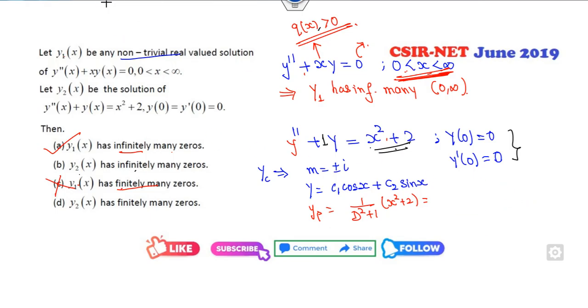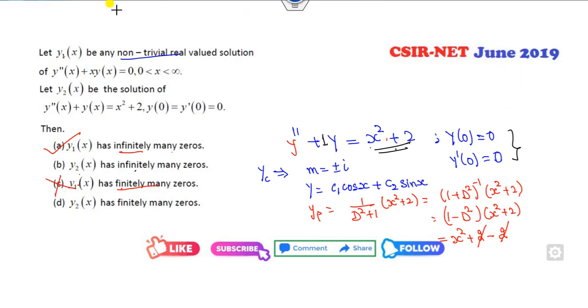So you can directly use this. I can open this one: 1 plus d square to the power of minus 1 of x square plus 2. I can use this binomial expansion because it's a quadratic, so there is enough of that. Fine. So what is that? It's x square plus 2 minus the second derivative of this, which is 2, and 2 will be 0. So the particular solution is x square. So what is my solution? y2 is c1 cos x plus c2 sin x plus x square.